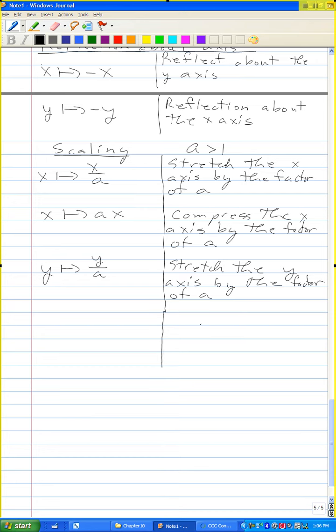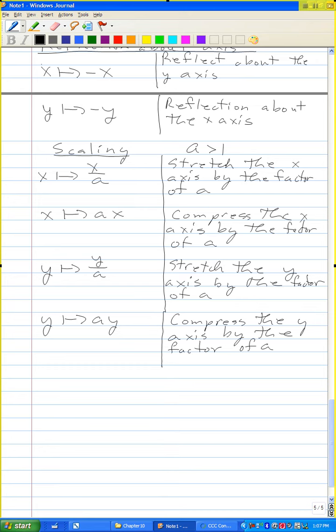And lastly, suppose I have y and replace y by ay. And so with that transformation, I'll just compress the y-axis by the factor of a. Okay.